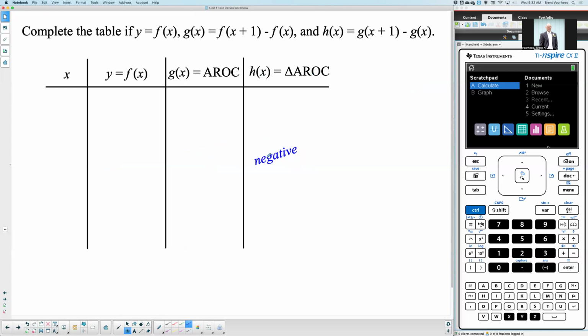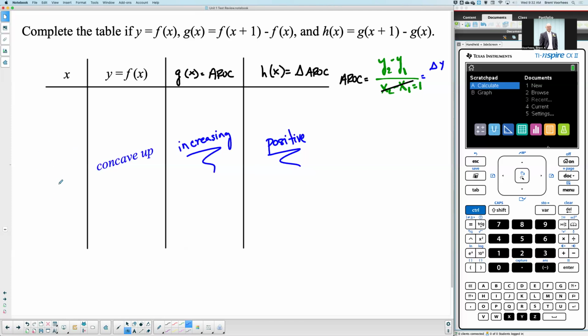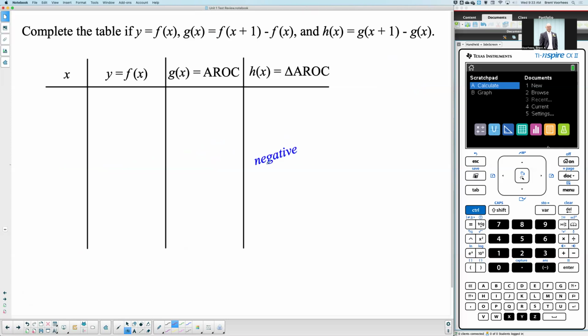If the delta AROC is negative, what could you fill in on the table? By the way, there would be nothing over here. This could be whatever. I'm going to put a question mark, meaning we don't know what it is. But the one thing we know is true here is it's concave up. We know this has to be increasing. We know this has to be positive. Okay, we don't know what the x's are. They could be anything. Okay, what could you tell me if this is negative?